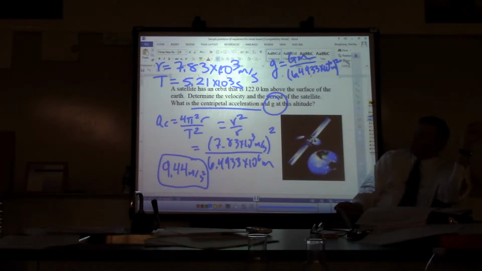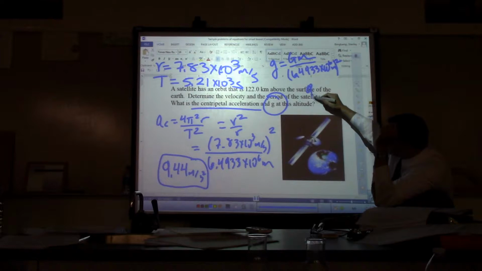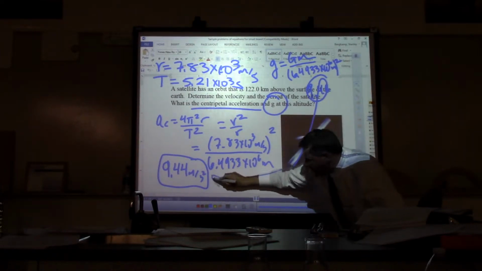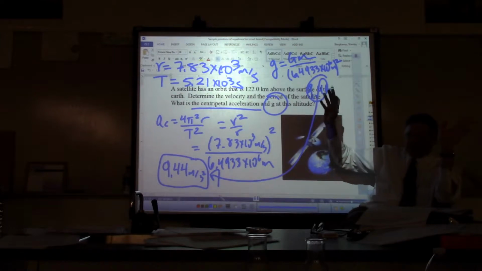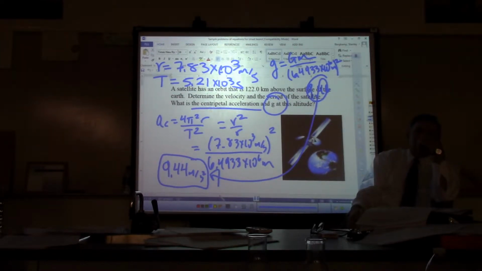6.14 times 10 to the... There is no way. Oh, I didn't square it. Oh my god. 9.46? Okay, so basically you'll notice that it's the exact same value, within rounding with our radius and stuff. Why does it have to be the same? Otherwise it drifts off into space. They have to be equal for it to stay in orbit.